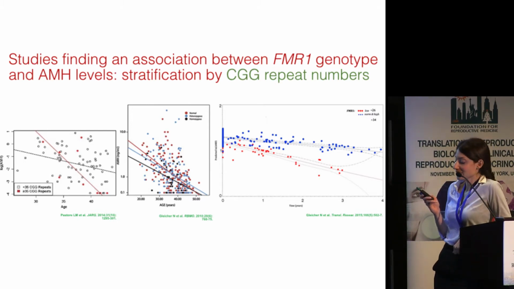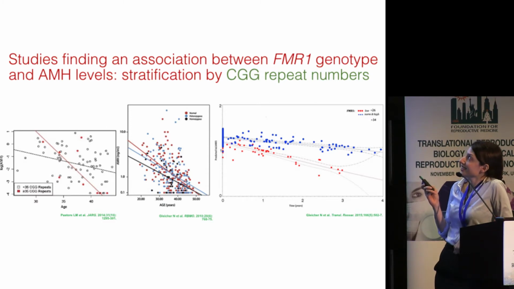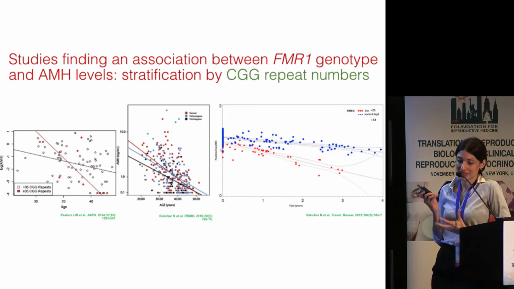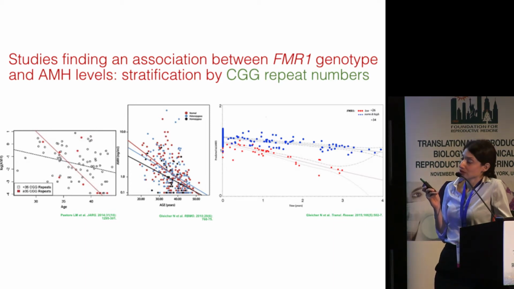The other way of looking at repeat numbers is by stratifying by normal, heterozygotes, and homozygotes. So Gleicher's group demonstrated, using box and whisker plots, that the normal range for women with infertility is between 26 and 34 repeats. So they called that the normal range. Alleles with less than 26 repeats or above 34 repeats are considered heterozygotes in that they have one normal and one allele above or below that range. And then homozygotes are two alleles that are above or below that range.